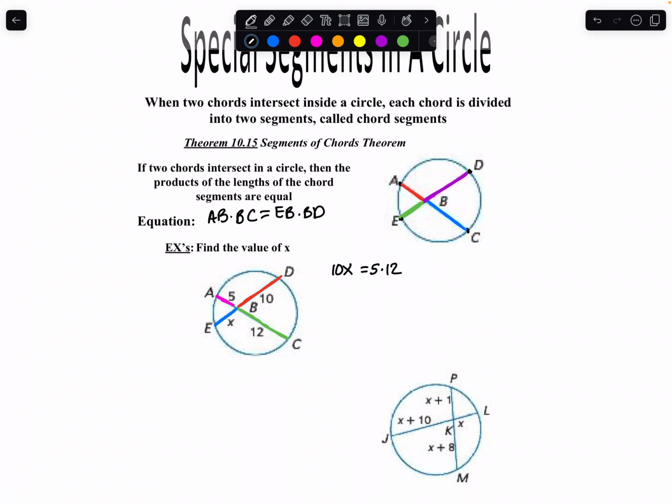And that's pretty much it. I simplify and solve for x. 10 times x is just 10x, and 5 times 12 is 60. Divide both by 10, and I get x equals 6. The length here would be 6.